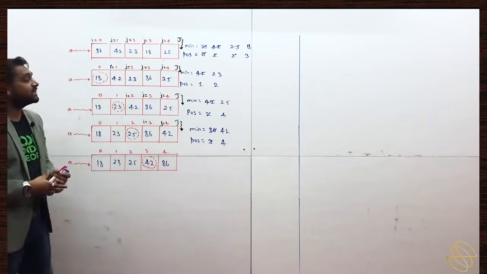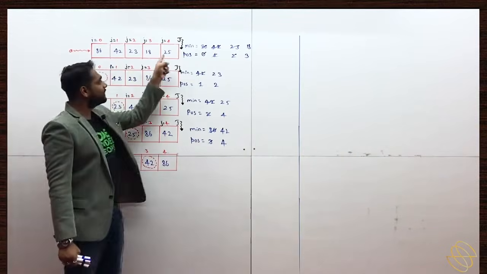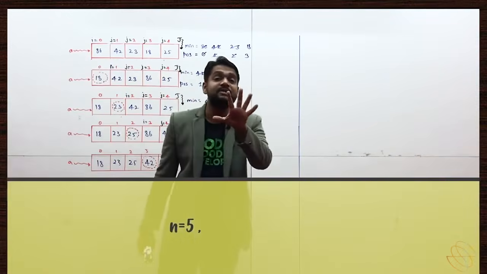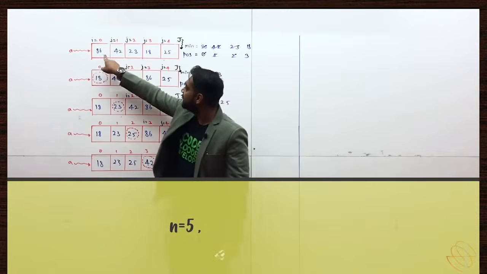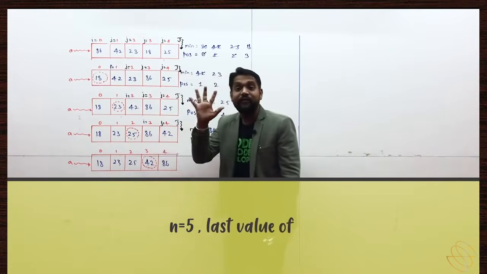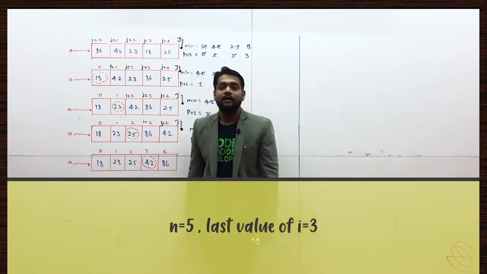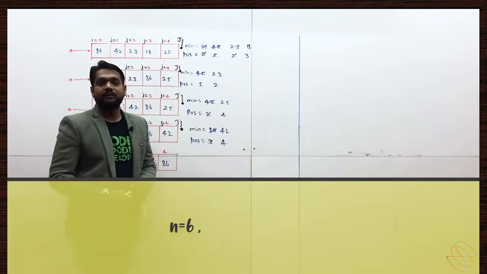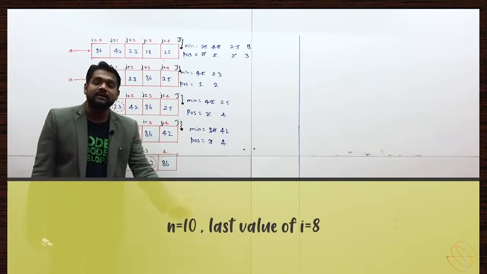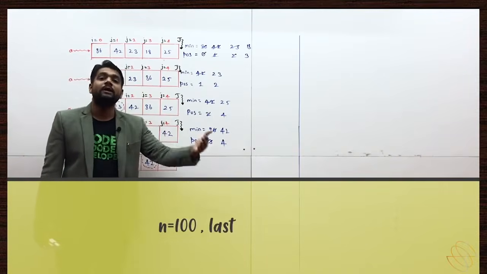Now let us understand some facts and write the algorithm. Look at it. How many elements are there? 5 elements are there. If n is 5, I started from 0 and went until 3. If n is 6, it would have gone until 4. If n is 10, it would have gone until 8. If the number of elements n is 100, I would have gone until 98.